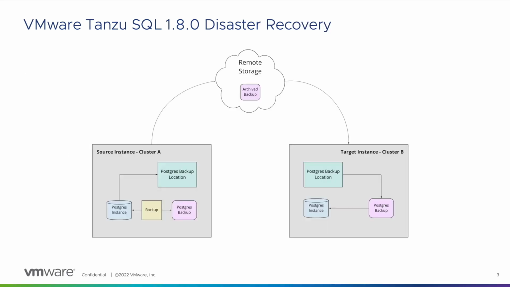The mechanism behind disaster recovery being used is continuous restore. As you can see in the setup here, any backups taken on the source instance will be automatically archived to the remote storage and restored to the target instance. In the event of a Kubernetes cluster outage, if the source instance goes down, the target instance could be promoted to be the primary instance. Let's look at how we can do that.